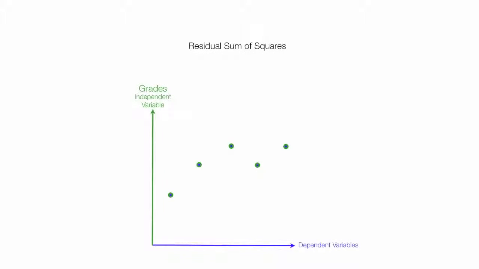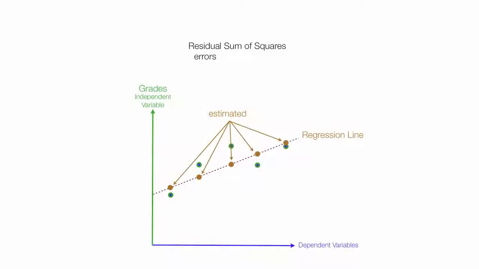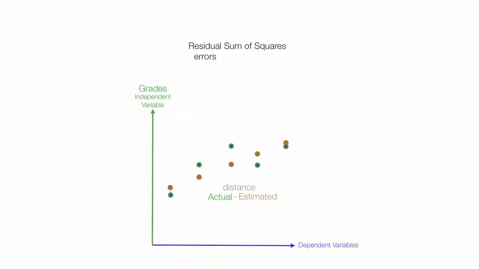Visually speaking, I'm taking the actual values, taking those actual values, and I'll plot in my regression line. And these brown dots are my estimated values. And in essence, what I'm looking at is the distance between the actual and the estimated. And that's my residual sum of squares. And that is what I'm trying to get to with my standard error of the estimate.